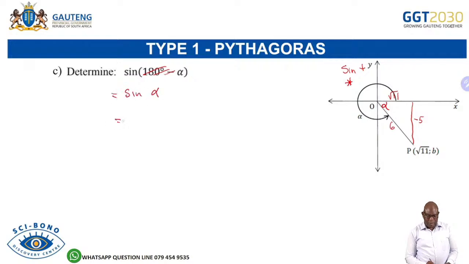From here, I can just go to my alpha and check what is the sine of alpha. So sine alpha in my sketch will be opposite over hypotenuse. So my answer will be -5 all over 6, and I leave it like that.